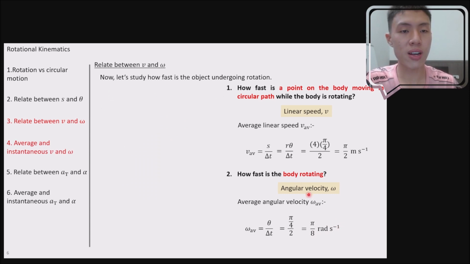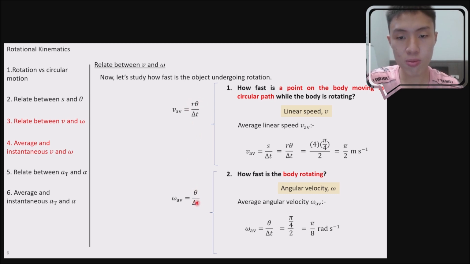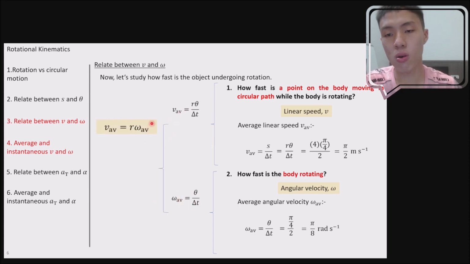Okay, so now if you understand linear speed and you understand angular velocity, you can see that the average linear speed is r theta over time. The average angular velocity is theta over time. The difference between these two equations is that one has r, the other does not have r. So if you multiply the angular velocity equation by r, it becomes linear speed. That's why we know that omega multiplied by r gives the linear speed, which is v. That's why we get this relation: v equals r omega.